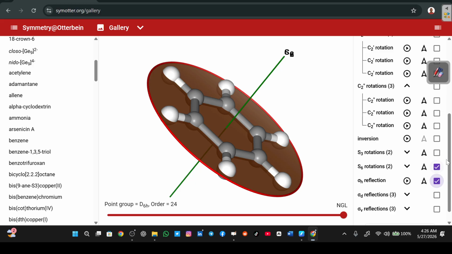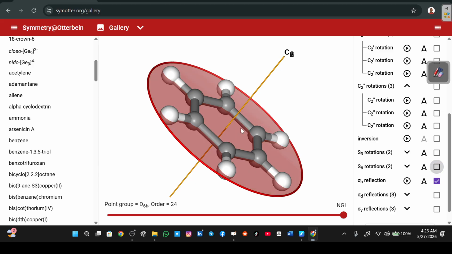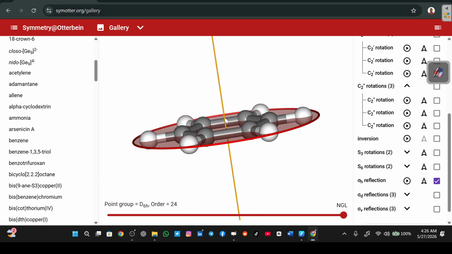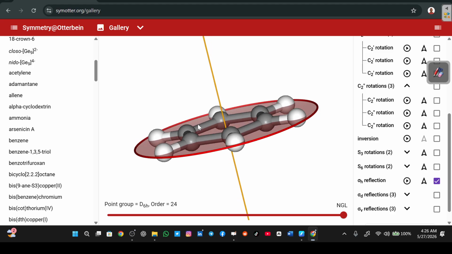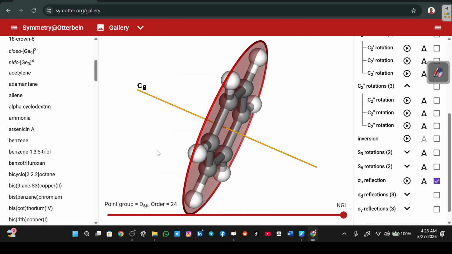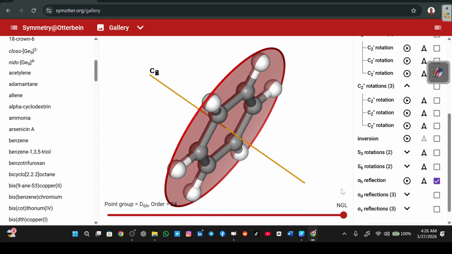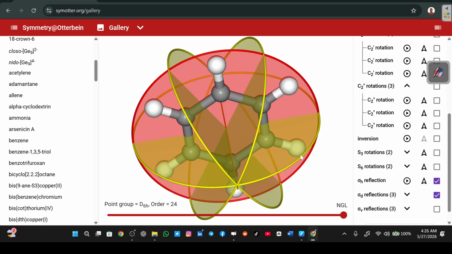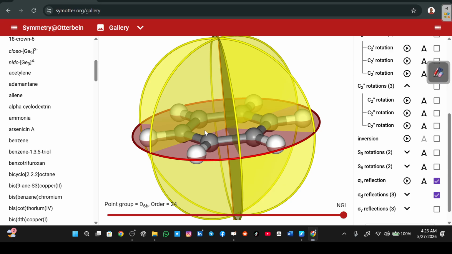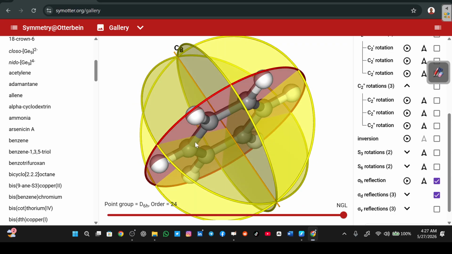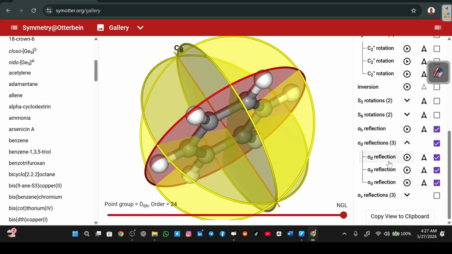Sigma H, that's our sigma H. As you can see, that's the sigma H. It cuts the molecule halfway in both sides. So it has a sigma D reflection, the dihedral plane. As you can see, we have three dihedral planes. But let's visualize them one after each other.